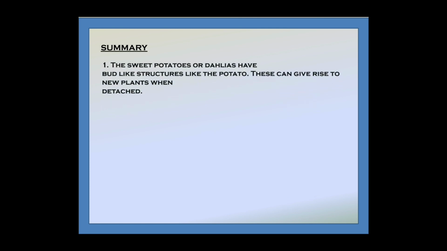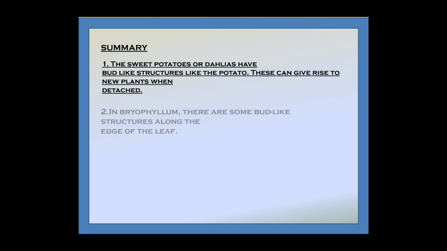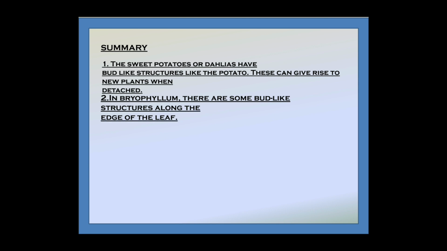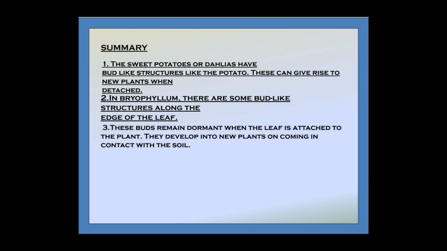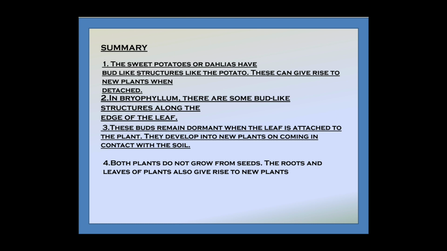So let us summarize our topic. The sweet potato or the dahlia have bud-like structures like the potato. These can give rise to new plants when they are separated. In bryophyllum, there are some bud-like structures along the edge of the leaf. These buds remain dormant, inactive when the leaf is attached to the plant. They will develop into new plants on coming in contact with the soil. Both plants do not grow from seeds. The root and leaf of the plants also give rise to new plants.